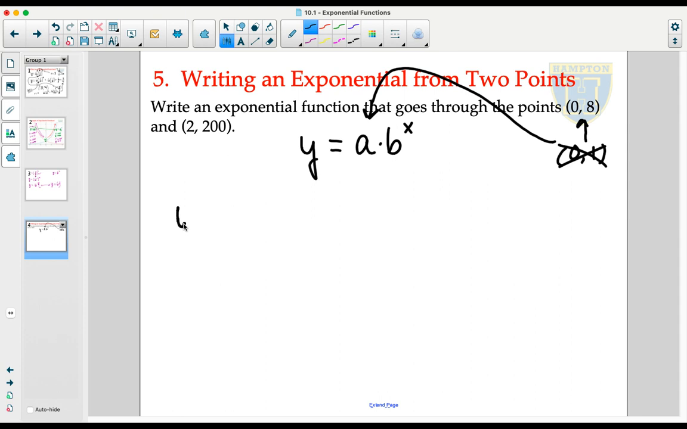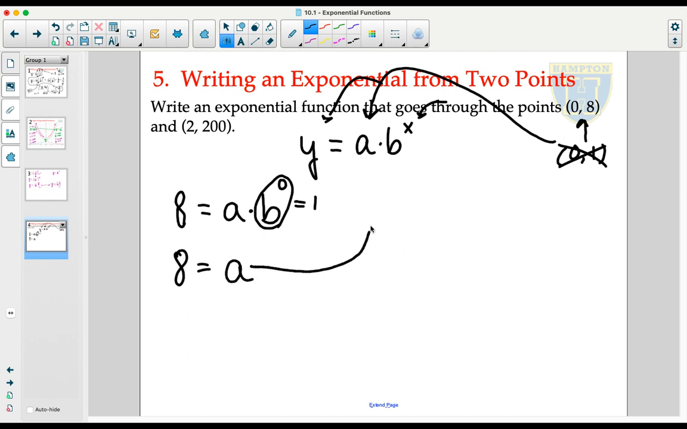Knowing that the function goes through the point (0, 8), let's use those two coordinates and substitute them into the place of x and y. I know that b to the 0, because I know b has to be a non-1, non-negative base, is going to have a value of 1, which leaves me with a being 8.